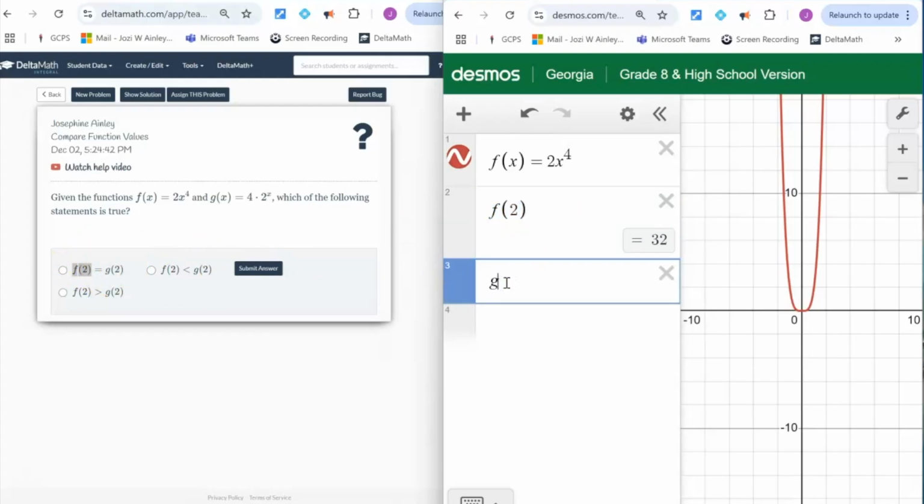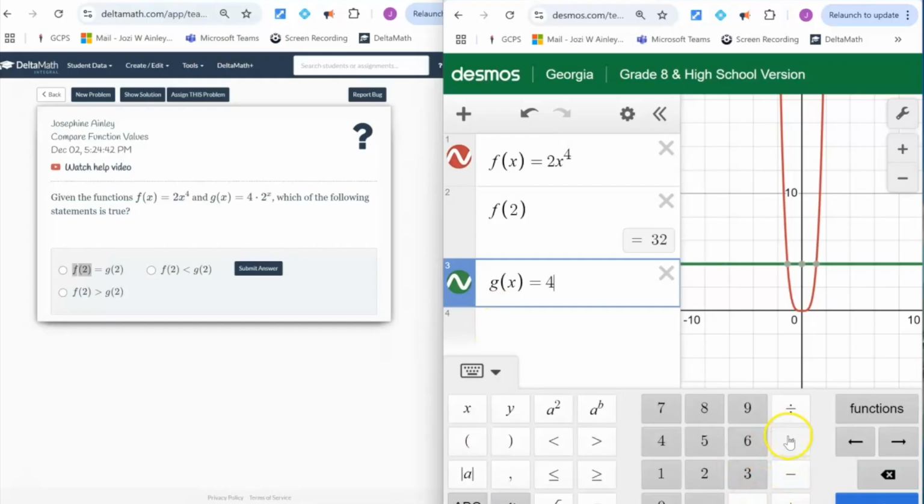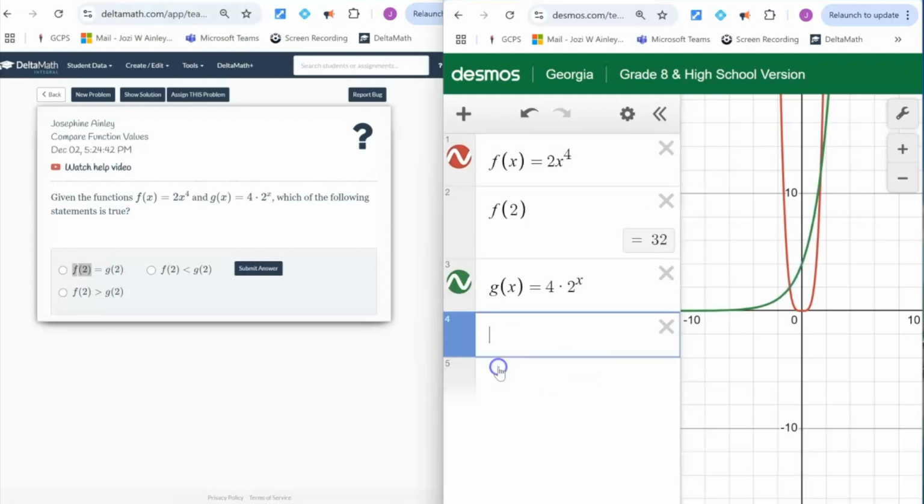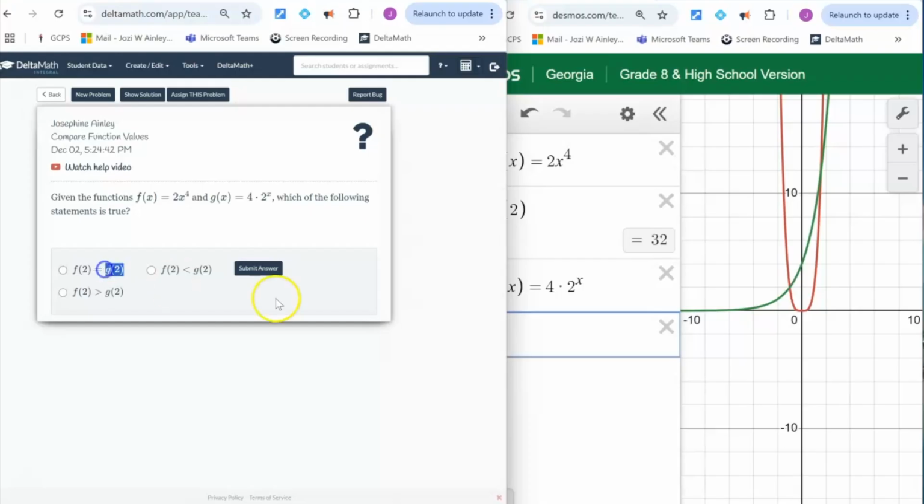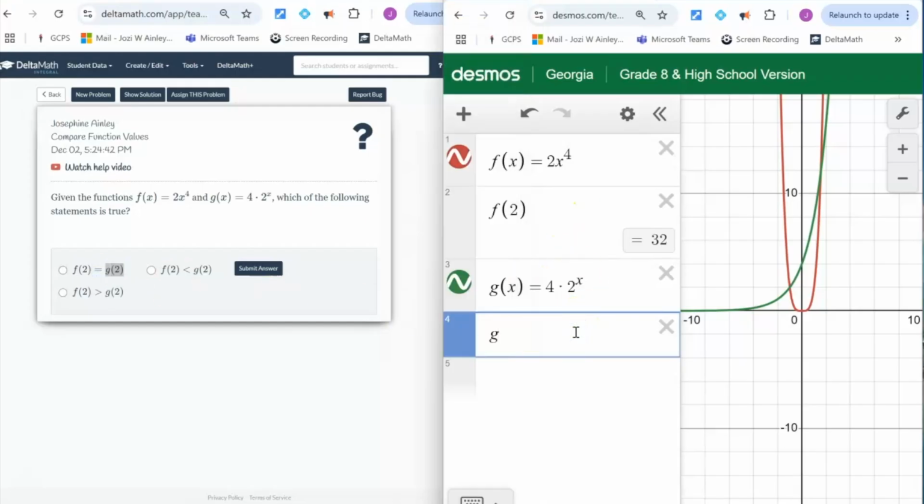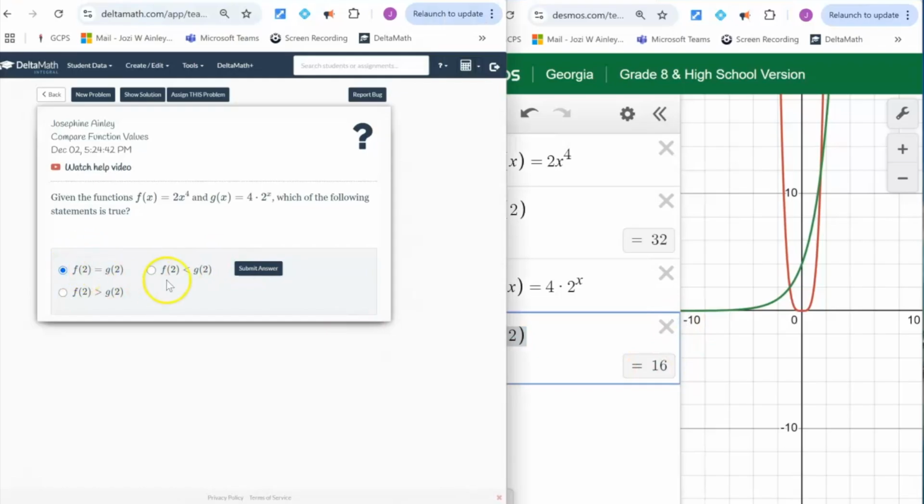And then I want to know, is f of 2 equal to g of 2? So I need to type in my function for g of x. I'm telling the calculator that g of x is 4 times 2 raised to the power x. If you use this, it'll put a 2 up there, but if you use this, it'll let you put whatever you want to the power of x. So there's my g of x. Now I want to find out what g of 2 is so I can see if they're equal. So I type g of 2 into the calculator. Is f of 2 equal to g of 2? Is 32 equal to 16? No, it's not, so this is not the first answer. Is f of 2 less than g of 2?